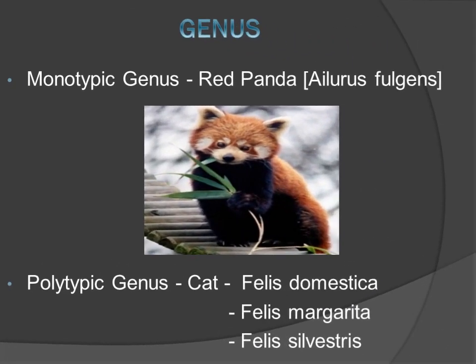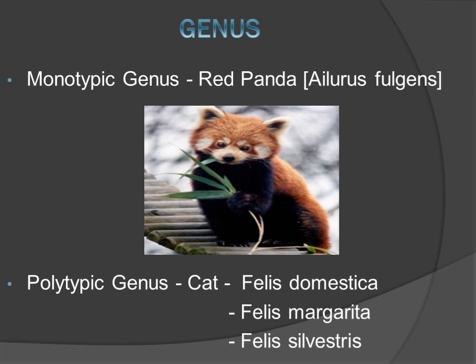Next, genus. As we said, a few species will come under the same genus, right? But in certain cases, one genus may consist of only one species. Such a genus is called a monotypic genus. For example, red panda, its scientific name is Ailurus fulgens. Ailurus is the genus name, and fulgens is the species name. So only the fulgens species alone comes under the genus Ailurus. Is it clear? That's why it is known as a monotypic genus.